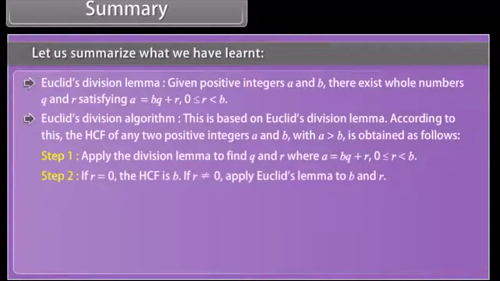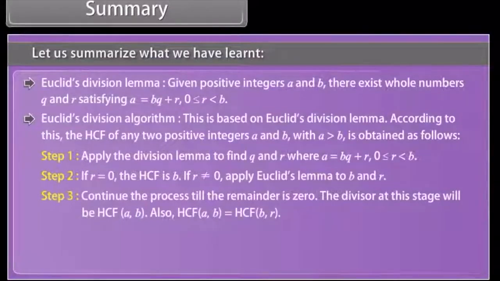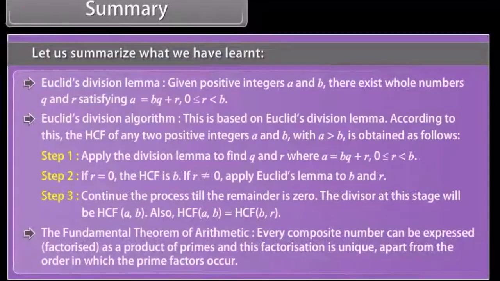2. If r is equal to 0, the HCF is b. If r is not equal to 0, apply Euclid's lemma to b and r. 3. Continue the process till the remainder is 0. The divisor at this stage will be HCF(a, b). Also, HCF(a, b) is equal to HCF(b, r). The fundamental theorem of arithmetic. Every composite number can be factorized as a product of primes, and this factorization is unique apart from the order in which the prime factors occur.